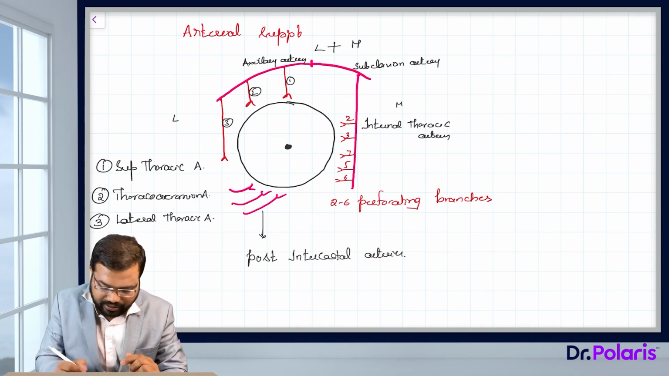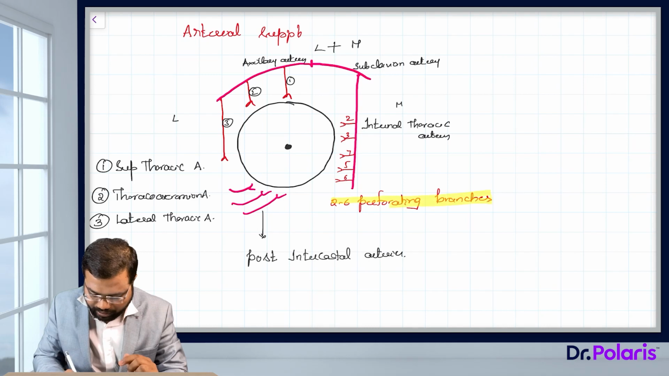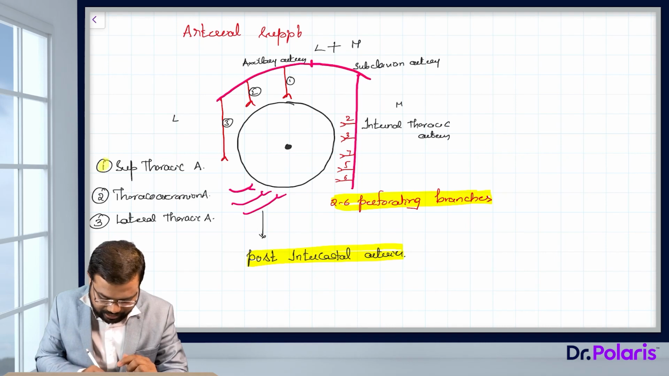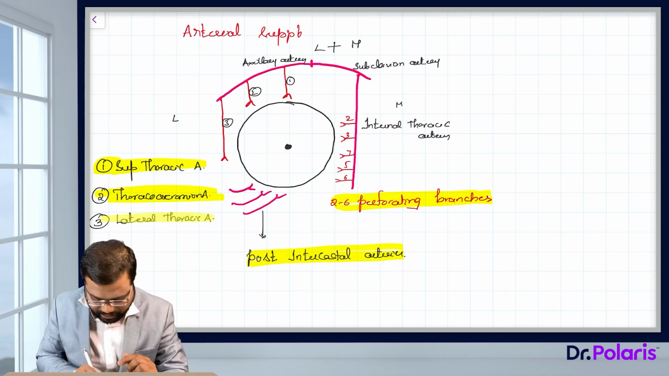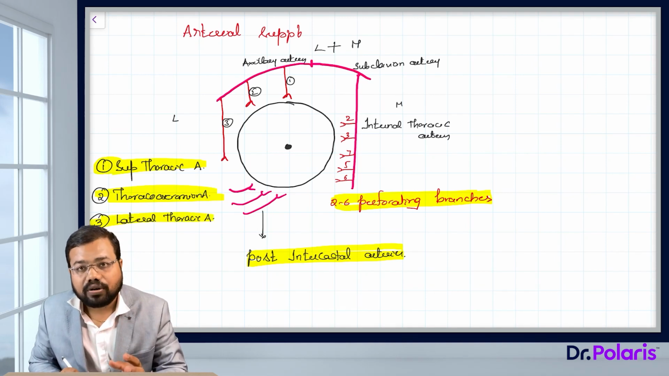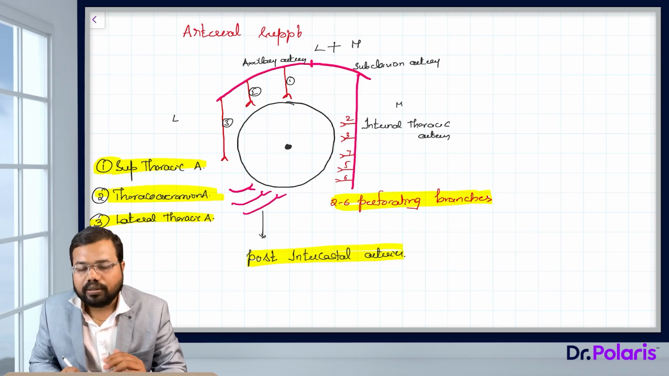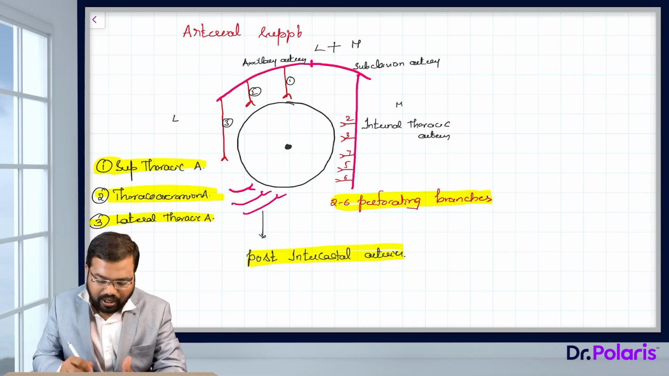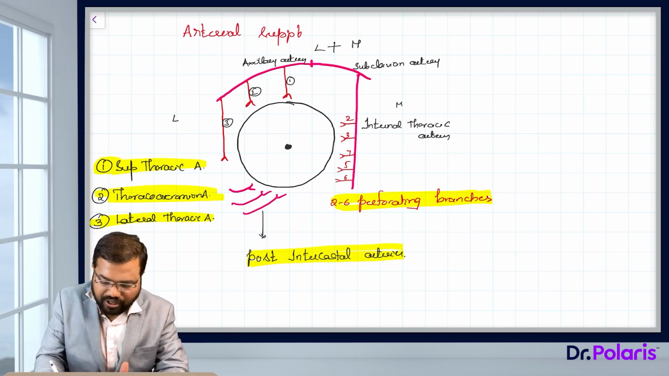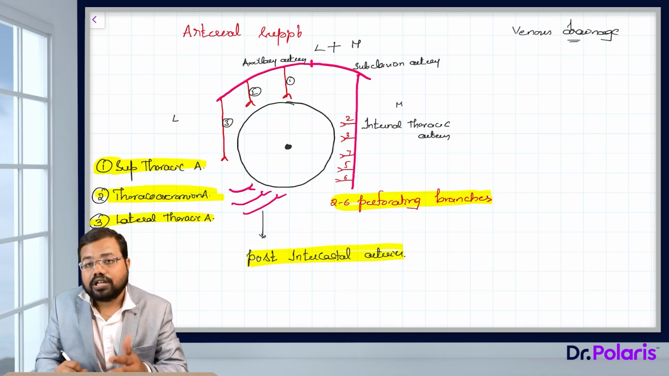Okay, so three things. One is the perforating branches of the internal thoracic artery, the posterior intercostal arteries, and the three branches, that is the superior thoracic artery, thoracoacromial artery, and the lateral thoracic artery, which are the branches from the axillary artery. These all supply the breast or the mammary gland. Now what about the venous drainage? Venous drainage is also by the same branches which are present in the arteries.